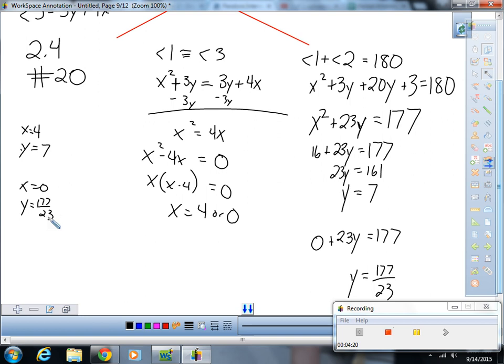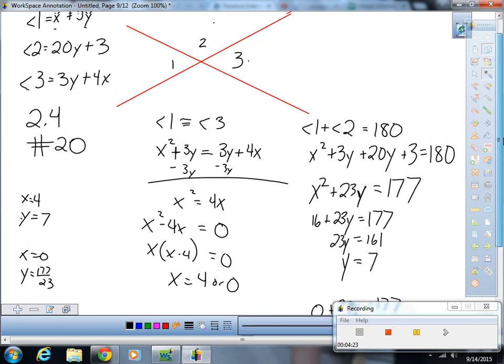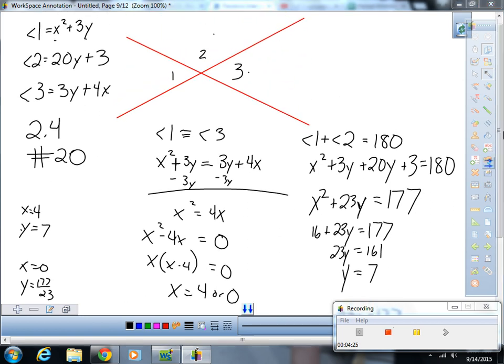So if I go back up, angle 1 is equal to x squared plus 3y. So angle 1 will either equal 4 squared plus 3 times 7. So that's 16 plus 21. Okay, which is 37.